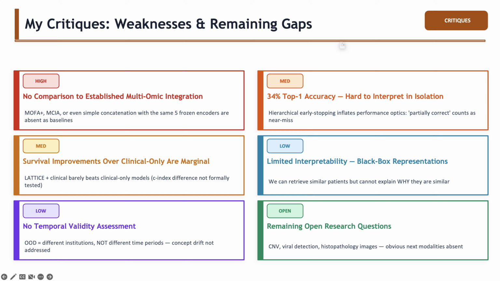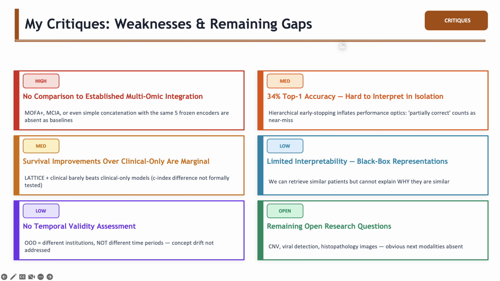Let's talk about the critics. The most important gap, labeled high severity here, is the missing comparison to established multi-omic integration methods. MOFA is the standard baseline in this space, and it's absent. Even more pointed, what if you just concatenated all 5 frozen foundation model embeddings and trained a supervised head? Would that match or beat Bloom HiCLIP? We simply don't know. Without the baseline, we can't isolate how much of the gain comes from the CLIP objective versus just having rich pre-trained representations.